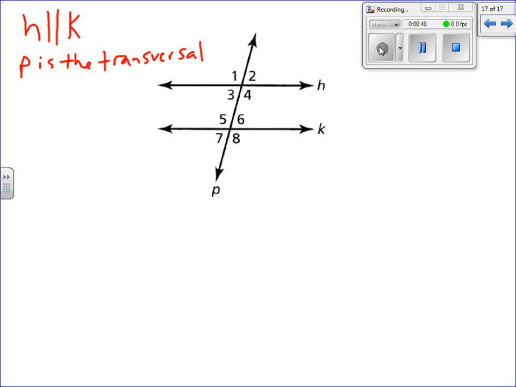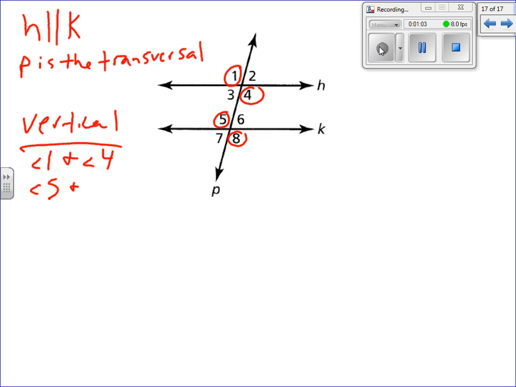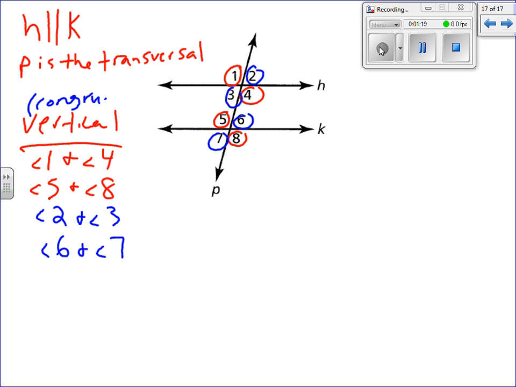of different relationships. So if we start with angles 1 and 4, we know that these are called vertical angles. So angle 1 and angle 4, angle 5 and angle 8, angles 2 and 3, and angles 6 and 7. Remember that vertical angles are congruent, they are equal. That is one of the relationships we need to be aware of.